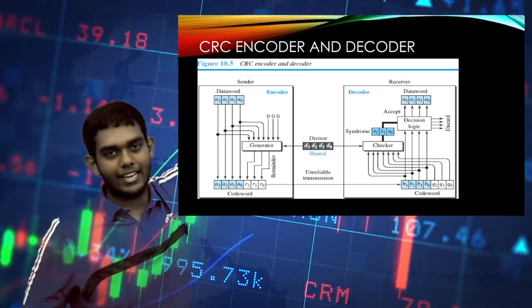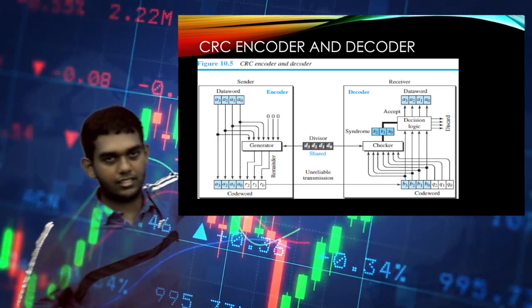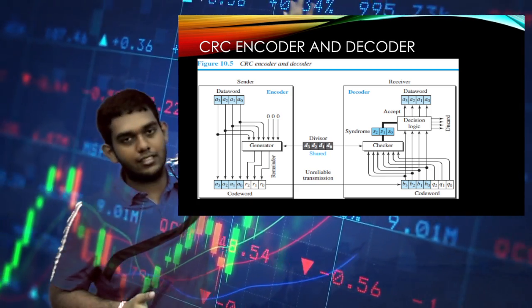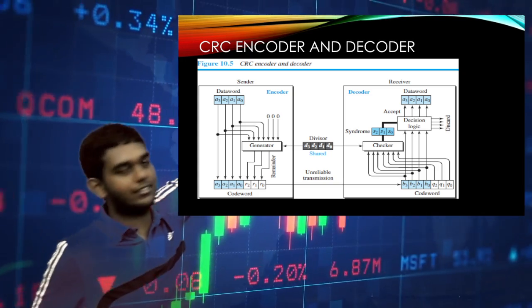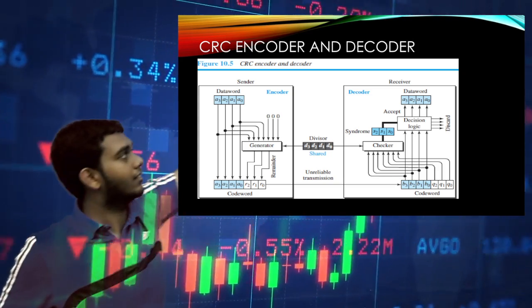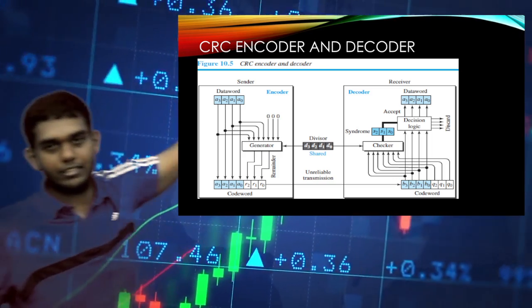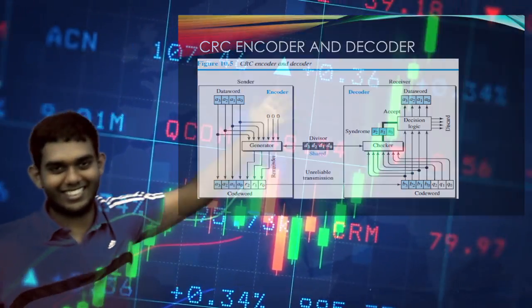On the receiver side, there's a checker. The checker is also considered a generator, and it has a syndrome of 3 bits, and the 3 bits will be discarded as previously in the sender also. The division process will be shown in the next slide.